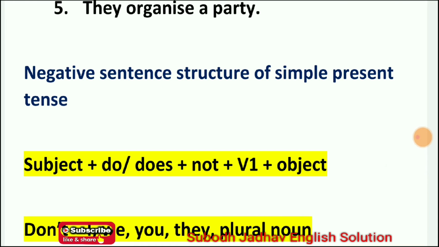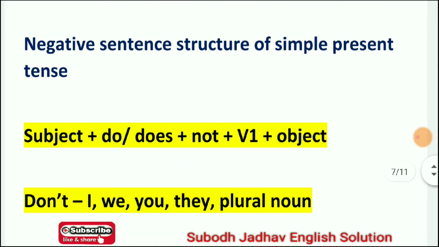Negative sentence structure of simple present tense. What is the negative structure? See here: subject plus do or does plus not plus v1 plus object. After the subject we have to use do or does. Then not, then v1, and lastly the object.